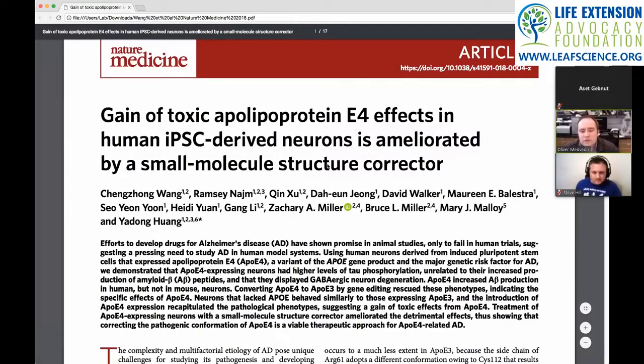And the other unique thing that they do in this paper, which is related to an earlier paper that they published, is use a small molecule, which is a structure corrector. I'll talk more about this. What that means is I'm going to stop sharing this screen here and show my face for a little bit, and then I'm going to switch over and show you some of the key molecules that the people in this paper are discussing. Let's see, where's the ApoE4?